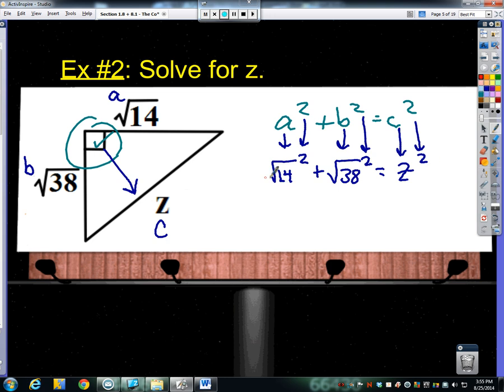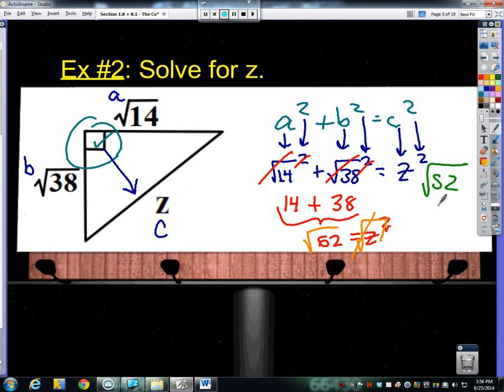Now, the square root of 14 squared, the square and the square root are just going to knock each other out, and we're left with just the 14. Same thing happens with the square root of 38 squared. We just get the 38. And 14 and 38 together make 52, which is z squared. Now, last but not least, we need to square root. So can we simplify the square root of 52? Let's see.